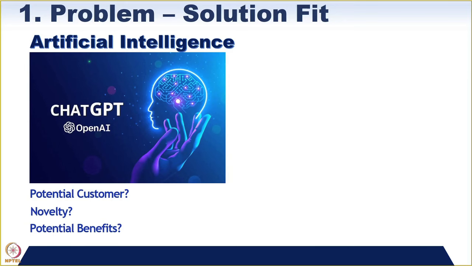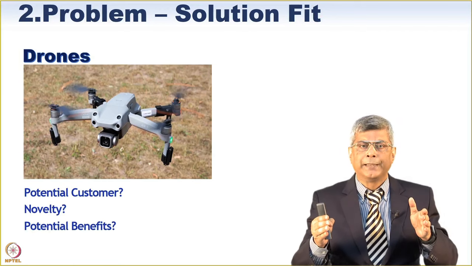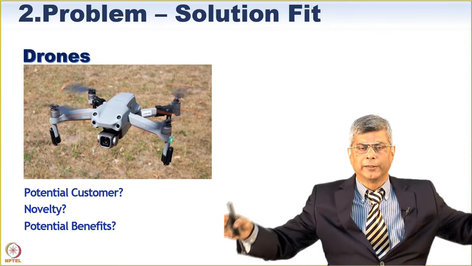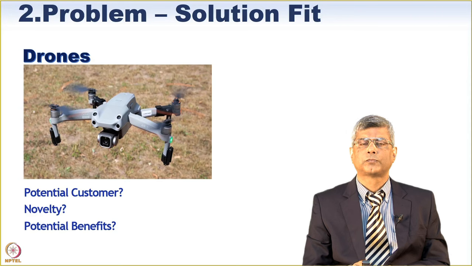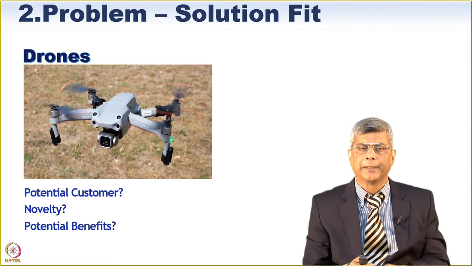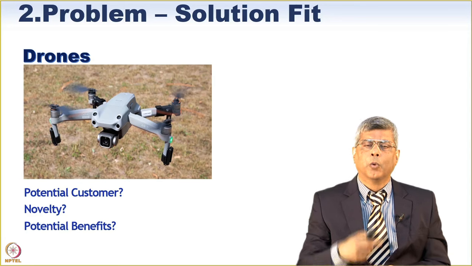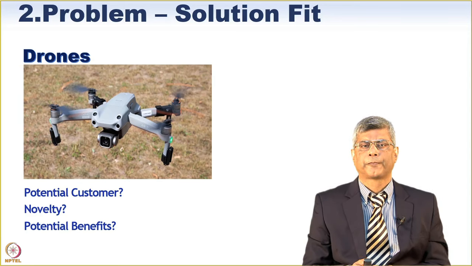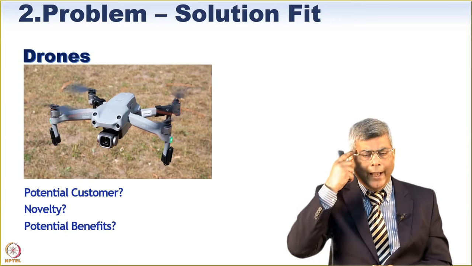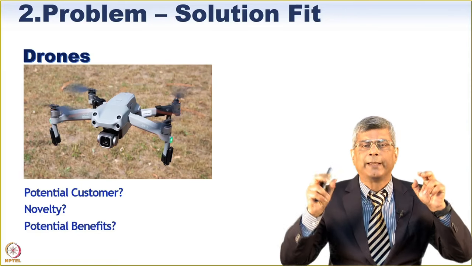Example number two that I want you to think about are drones. Drones are small, unmanned flying objects. They fly without a pilot, and they can be this big or this big or this big, and they can carry things with it. If you need more information on this innovation, please look it up on the internet, and then start thinking about who can be the customer of a drone. What is the novelty value of this drone? And what can be the benefits to the customer of using this drone? As you think about it, it will help you sharpen your innovative thinking.